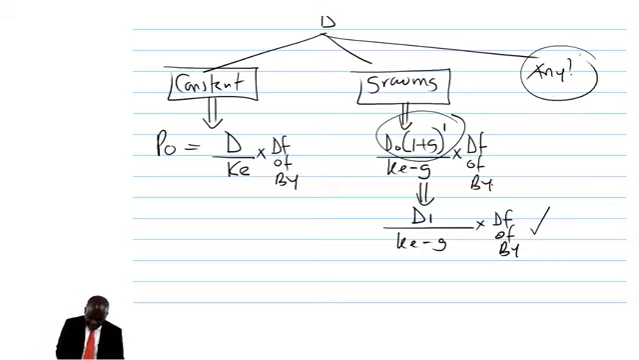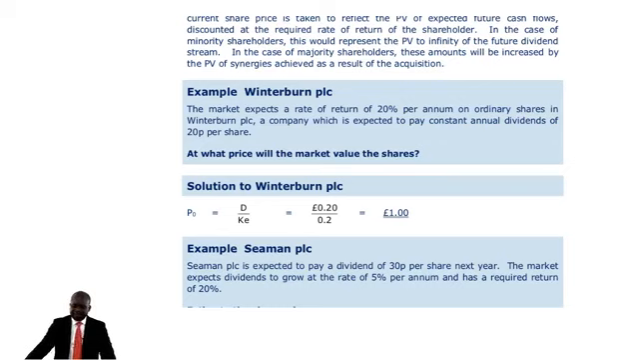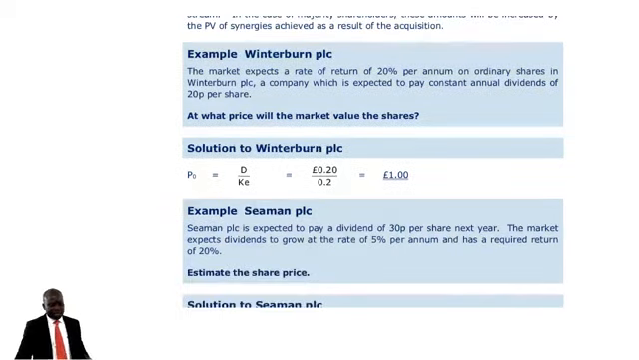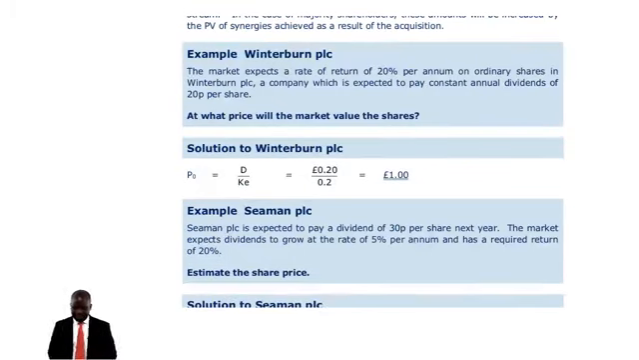So let's go to the note straightforward to pick this. Winterburn PLC, the market expects a rate of 20% per annum on ordinary shares in Winterburn PLC, a company which is expected to pay constant annual dividend of 20p per share. At what price will the market value the shares? This is straightforward. Don't even dream about it. And P4 exams.